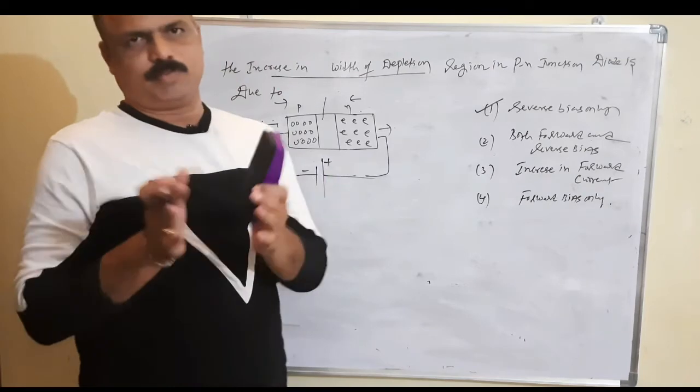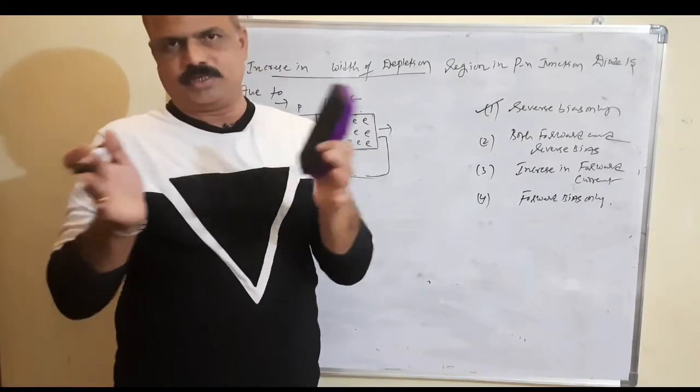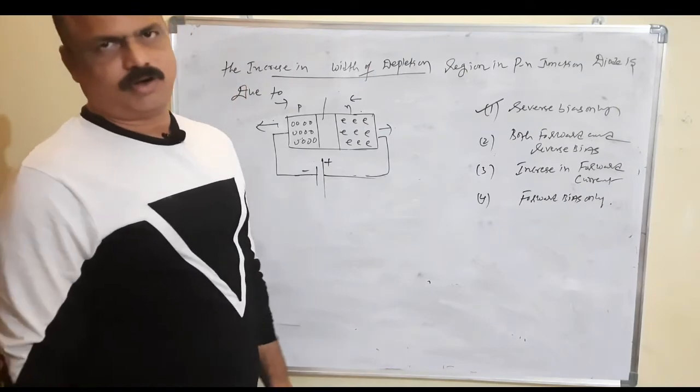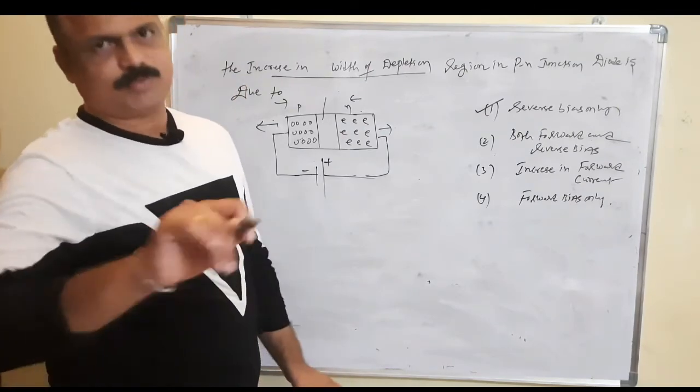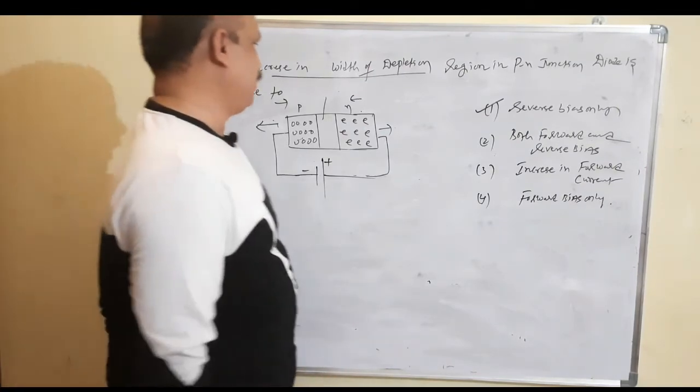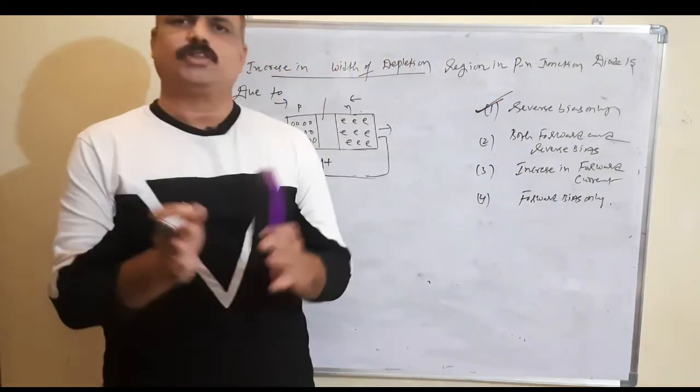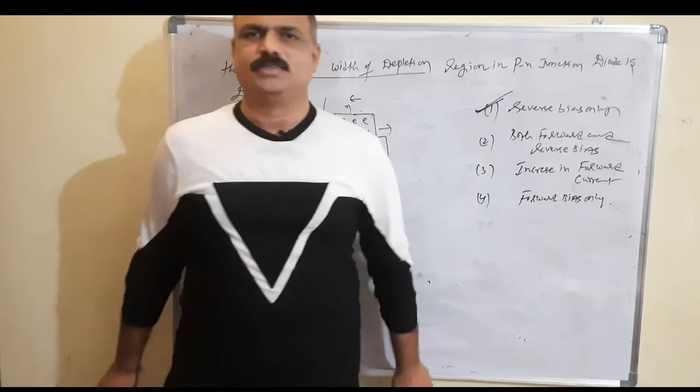As a result, what happens? Width of the depletion region increases. So this biasing is called what bias? This is reverse bias. So our option is reverse bias. In reverse bias condition, width of the depletion region increases.